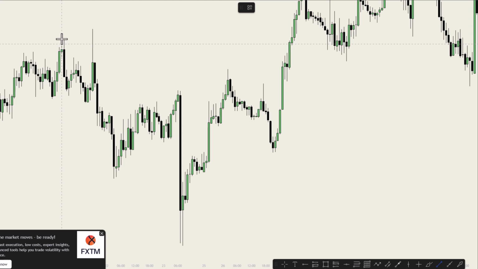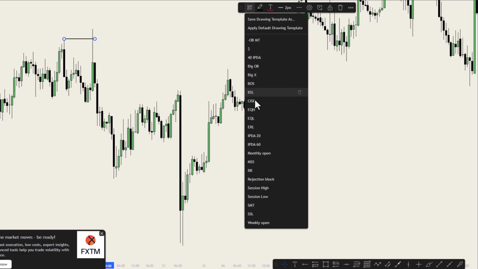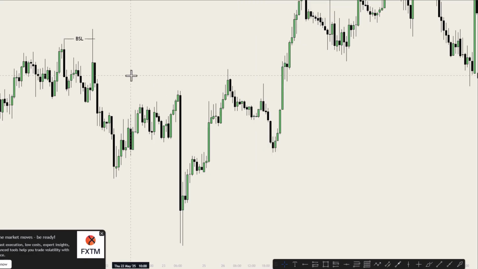So here we see price sweep the liquidity above this high. This gives us a sweep of liquidity, and this is buy side liquidity. What are we going to identify next? A sell side liquidity taken to have a dealing range.